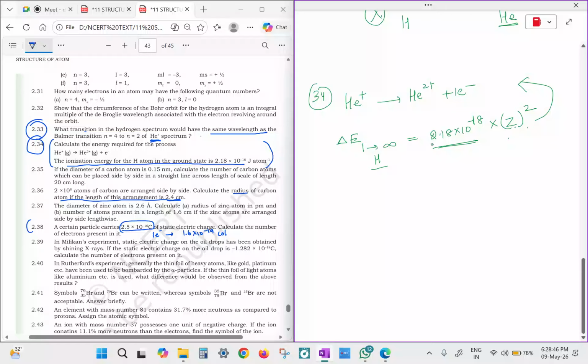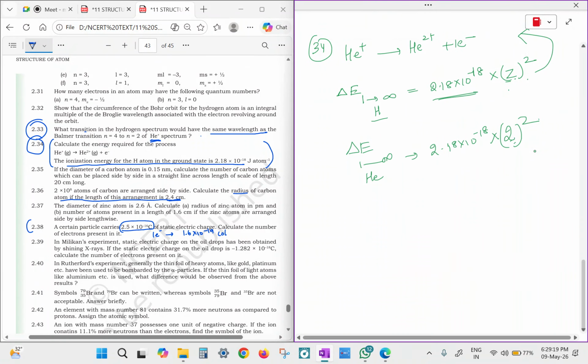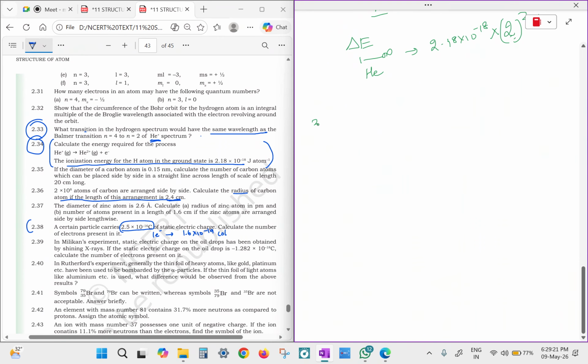What will you do? You just have to take the del E for helium from 1 to infinity. 2.18 into 10 to the power minus 18, multiply it by the atomic number of helium, which is 2. 2 square, atomic number square. Is that okay? Comfortable with these questions? When I did the concept, it might have sounded very complicated, right? A little more. But now the questions are easy, na?